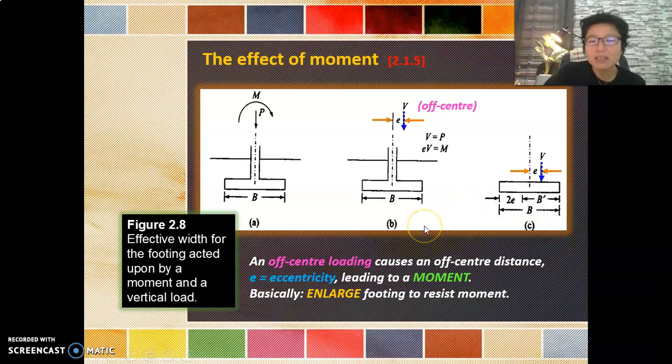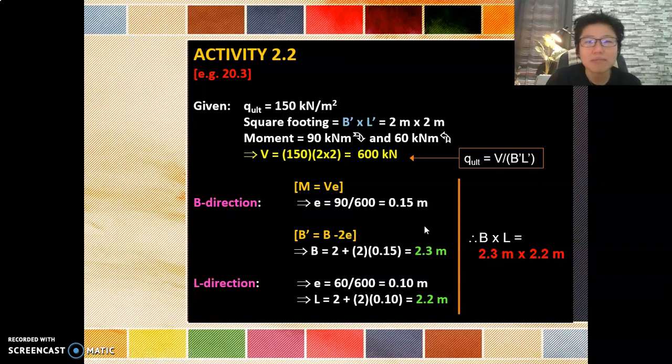Right. Now let's look at one calculated example on what is the effect of having a moment acting on your foundation. So again, this is example 2.20.3 in your module as well. Right, again, first thing first, extract all the information that's in the question. So given my ultimate bearing capacity is 150 kN per meter square, it happens to be a square footing, so B prime times L prime is 2 by 2.